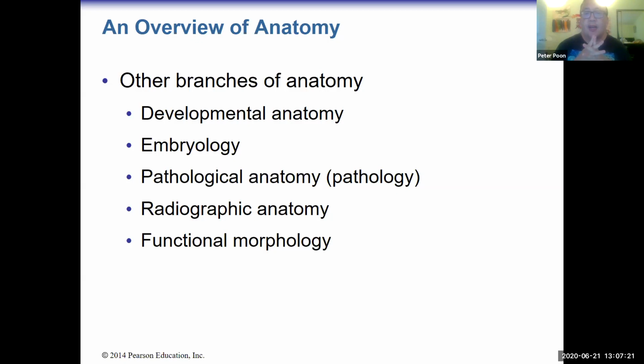But learning anatomy generally is a precursor to learning pathology and radiographic anatomy. Pathology is what happens when things go wrong. So to understand how things go wrong, you have to know what things look like when they are right. And then you can go on to what happens when things go wrong. So pathology and pathophysiology.